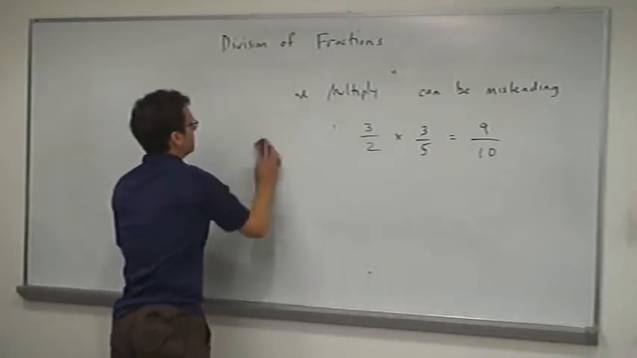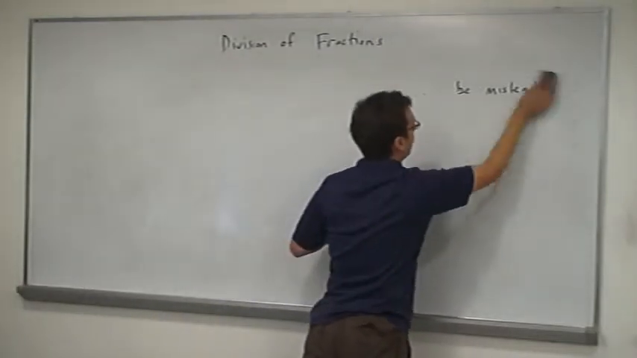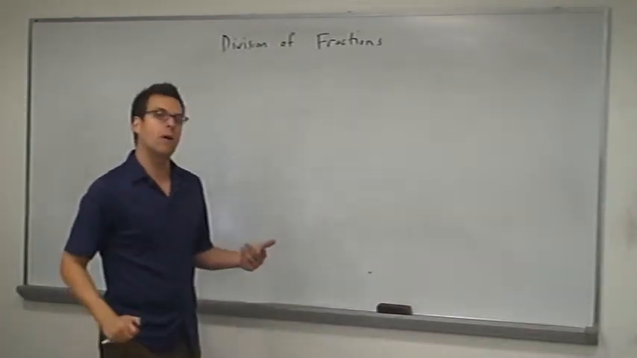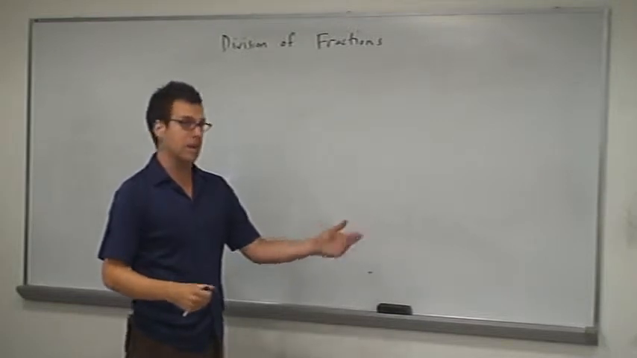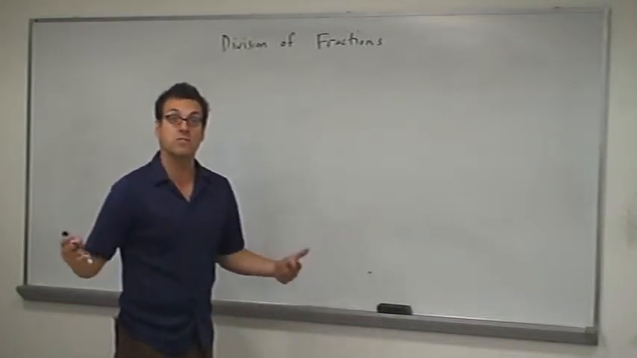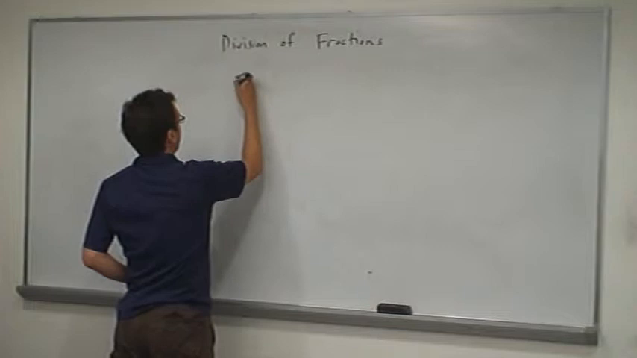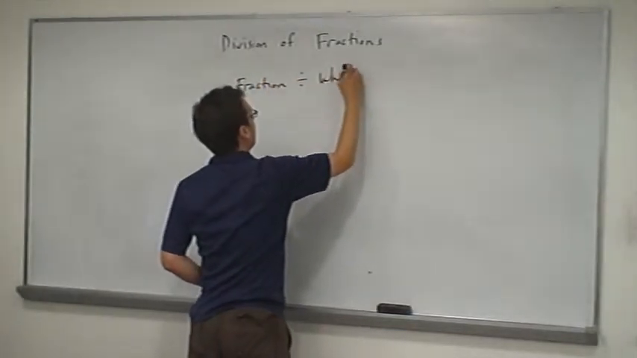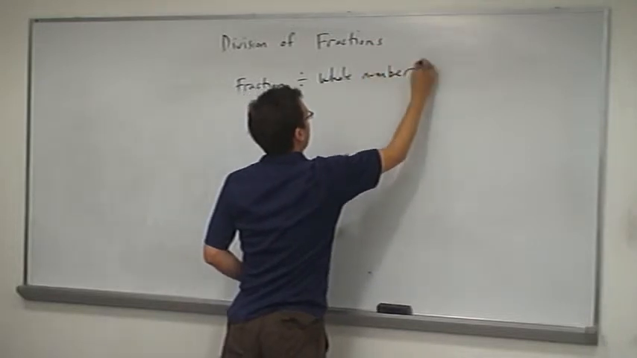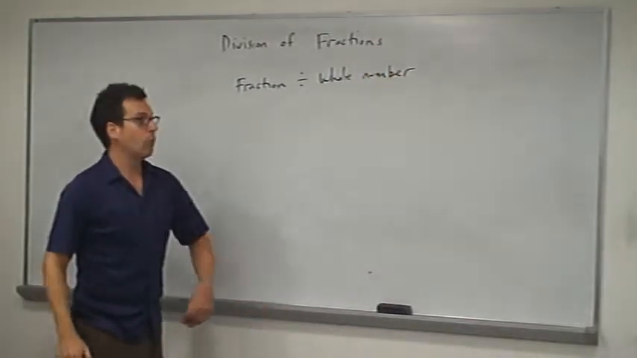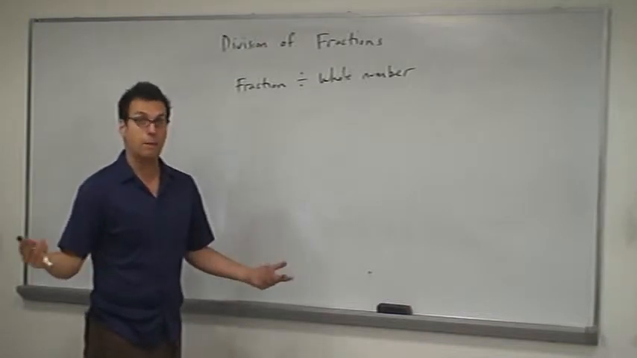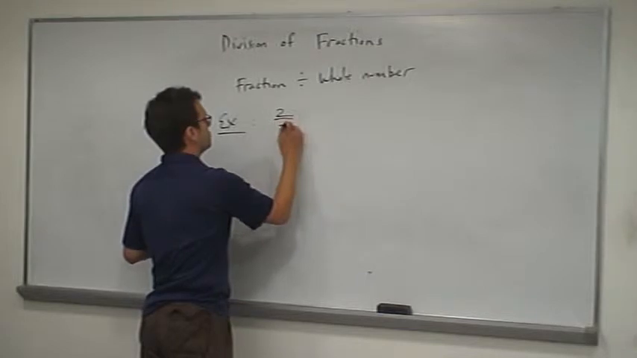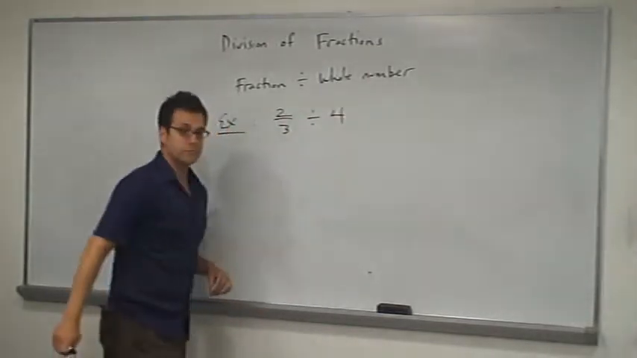What about situations in which our dividend, divisor, or both are themselves fractions? So we need to handle those cases as well, and we want to handle them much the same way we handle this case. We want to start with a general situation. So maybe our next situation will be a fraction divided by a whole number. And then we can proceed in much the same way we did before. We can come up with a particular example of a fraction divided by a whole number. So maybe our example is 2/3 divided by 4.